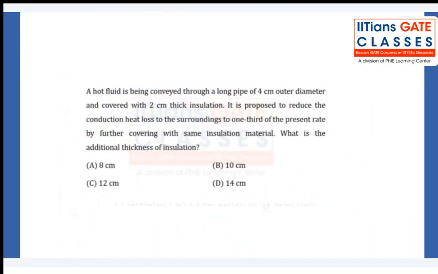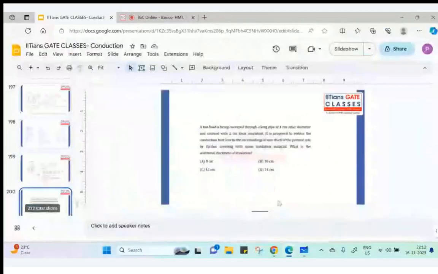Look at this problem now. He's saying a hot fluid is being conveyed through a long pipe of 4 centimeter outer diameter covered with 2 centimeter thick insulation. It is proposed to reduce the conduction heat loss to the surroundings to 1/3 of the present rate by further covering with the same insulation material. What is the additional thickness of insulation that we need to add? Let's look at it and understand the problem. What is being talked about here?